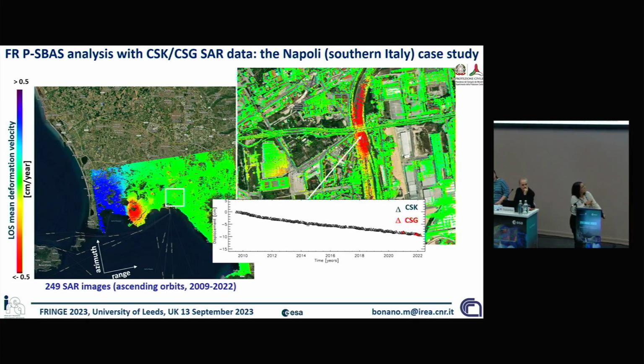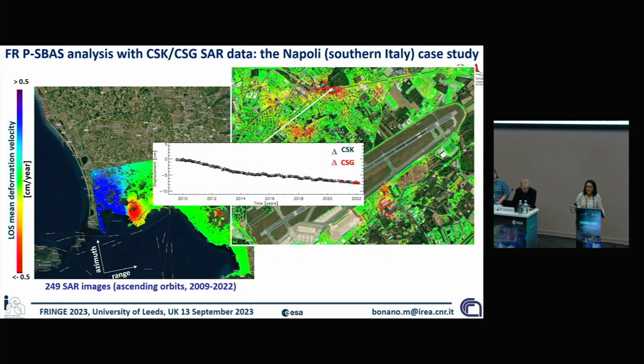I have highlighted in black and red the triangles, the different data, just to show the perfect overlapping between the acquisitions and the capability of continuously monitoring the investigated phenomena. Here we have another example on the northern part of the Capodichino airport. In this case, we don't have a linear behavior. We have a non-linear behavior with a lowering of the deformation around 2016.